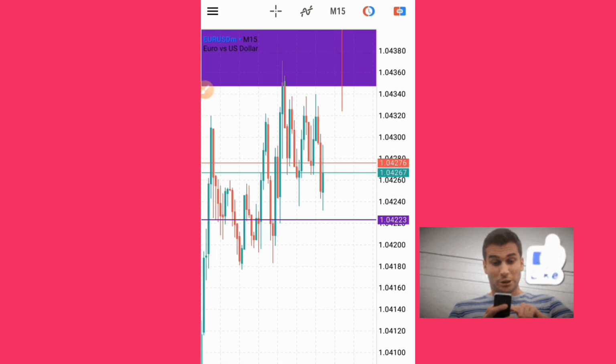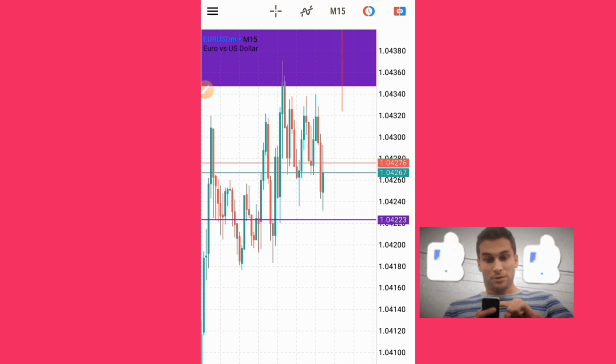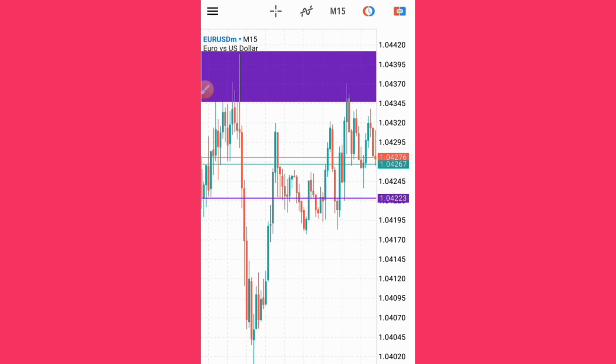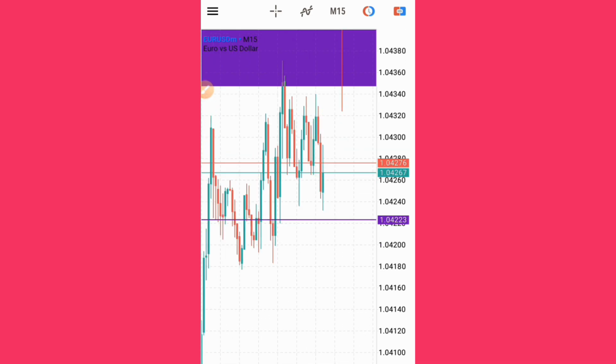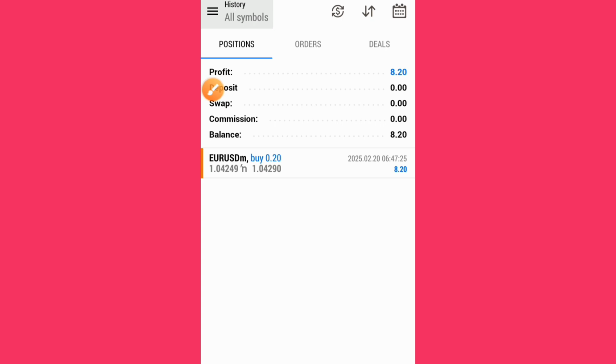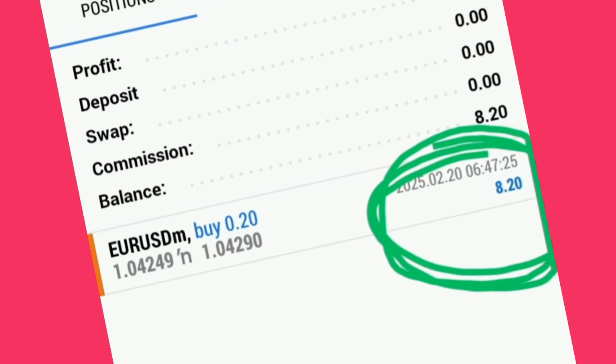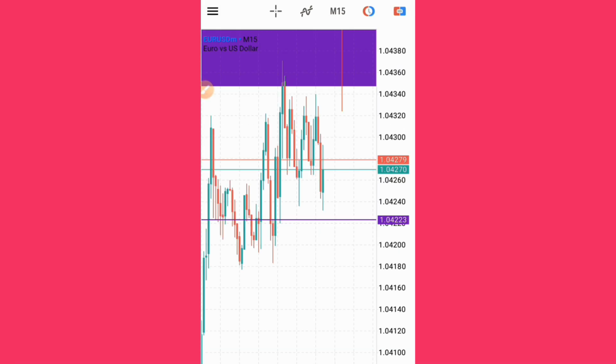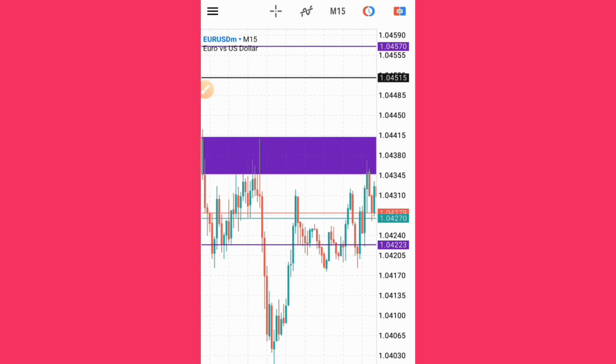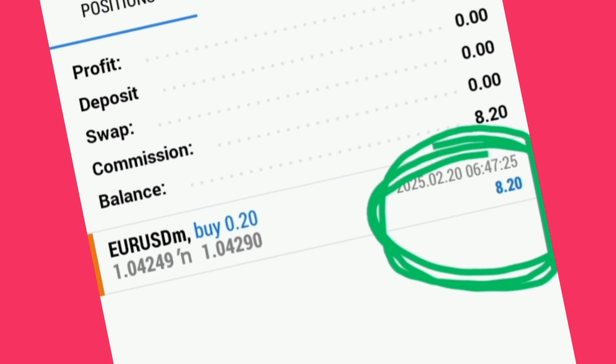So on this trade, you can see the buy position is no more here. It means the market has come against me and hit my SL, that break even that I set, and I closed out with a profit of $8.20. Very simple. That's how the market is. It can go against you and it can also go in your favor.